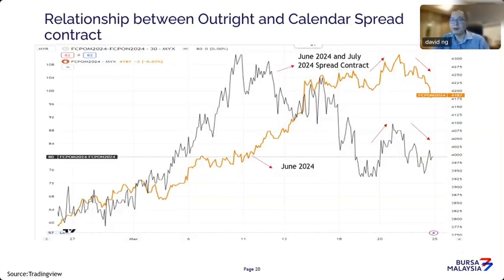Now, in relation to outright contracts, if you plot the price chart of a spread contract against the outright prices, you notice there's quite a distinct pattern. As you look at the June, July calendar spread prices against the June outright prices, whenever June outright prices start to go up, the spread also tends to go up. And when June outright prices start to come down, the spread will also start to come down, which means narrowing. So there is quite a close relationship between the outright prices and the spread prices. That's one way of looking at the relationship between the outright and the spread prices.